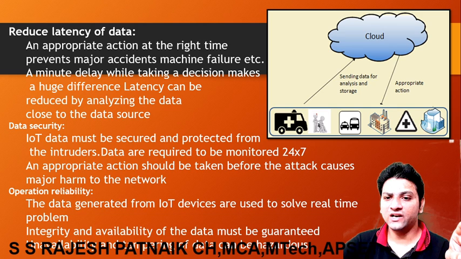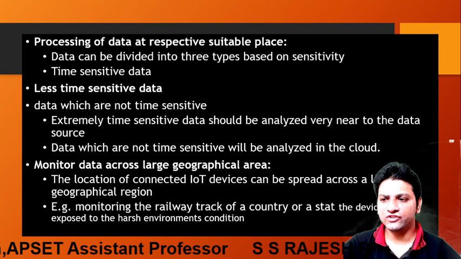And processing of data at respective suitable places. So that means data can be divided into three types based on time sensitivity. You must remember that: extremely time sensitive data, and less time sensitive data, that is, data which is not time sensitive. Extreme time sensitive data should be analyzed very near to the data source. Data which is not time sensitive will be analyzed in the cloud. What is the meaning of that?